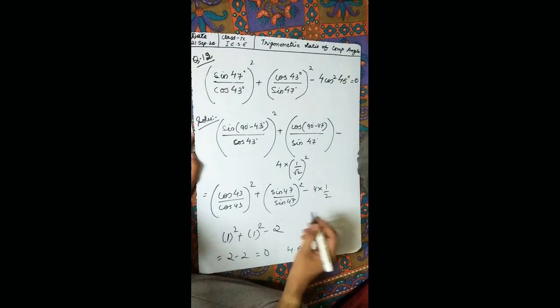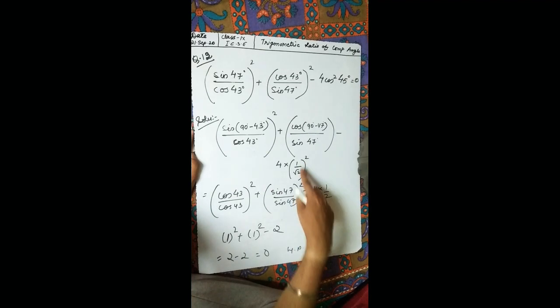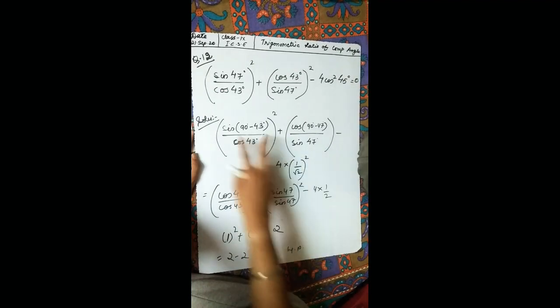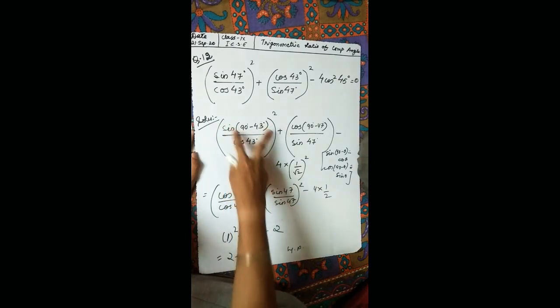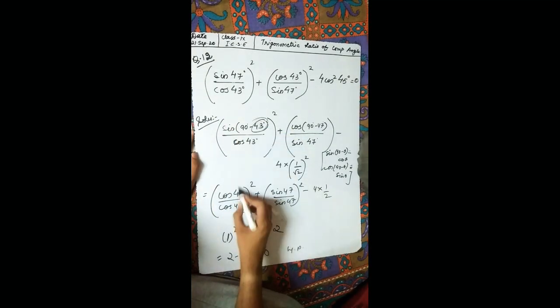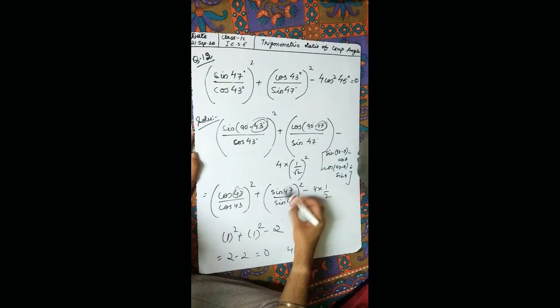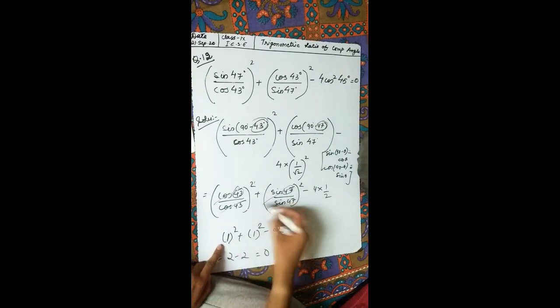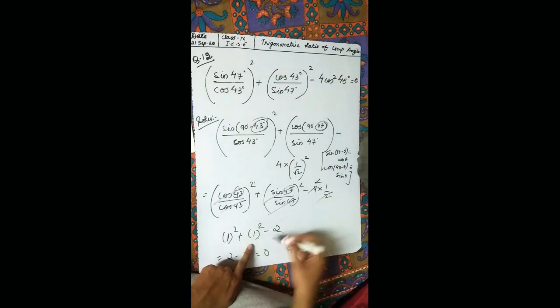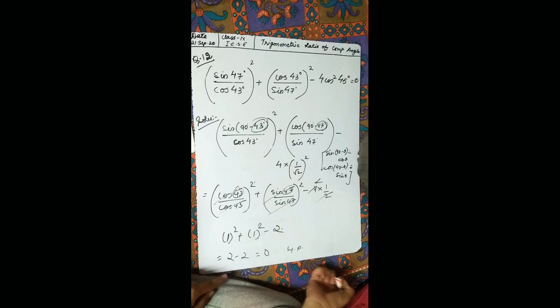What is cos 45? 1 upon under root 2. So cos square 45 will be 1 upon under root 2 the whole square. Now, what is sin 90 minus theta? Sin 90 minus theta is cos theta, and also cos 90 minus theta is sin theta. So sin 90 minus 43 is cos 43, so here also 43. Cos 90 minus 47 is sin 47. And here 4 into 1 upon 2, because the square will be 1 upon 2. These two are cancelled, we get 1. This 2 also cancelled, we get 1. Here 2. So 1 plus 1, 2, 2 minus 2, 0, hence proved.